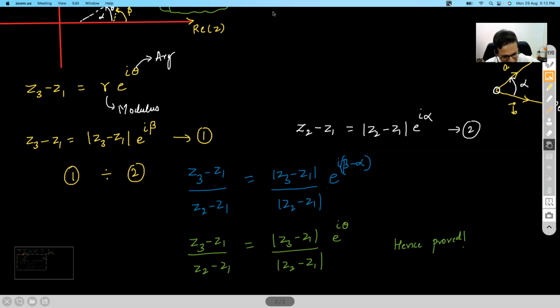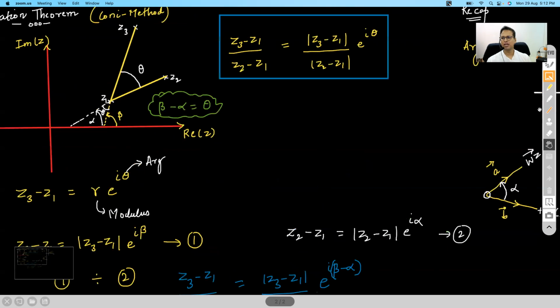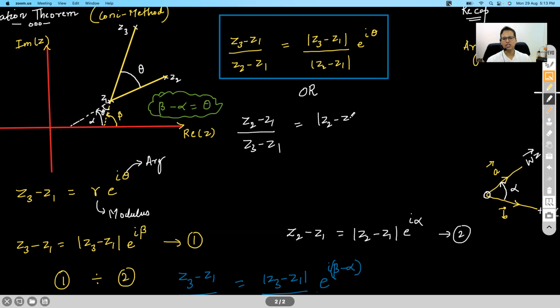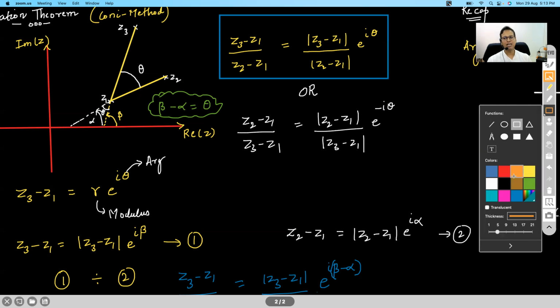Now, the very same formula can also be written like this. Okay, there are certain books which will write it like this: (Z2 minus Z1) upon (Z3 minus Z1) equal to mod (Z2 minus Z1) upon mod (Z3 minus Z1) e to the power minus I theta. Mind you, both of them are the same expressions, just reciprocals of one another.